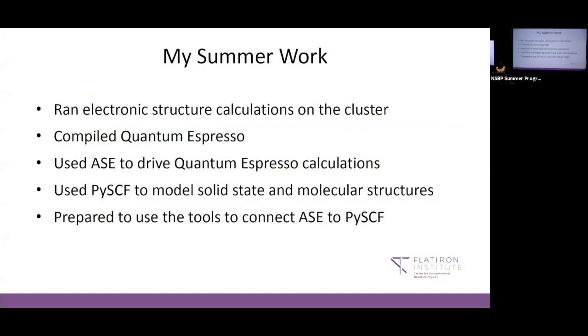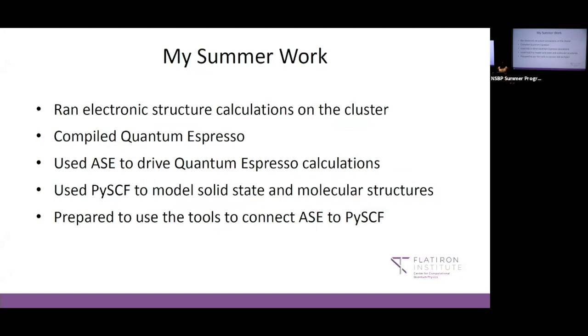So this is where my summer work actually comes in. I ran electronic structure calculations on the cluster. I also went through the pain of compiling Quantum Espresso. I also used ASE to drive Quantum Espresso calculations. So that was actually the example you saw before with ASE.